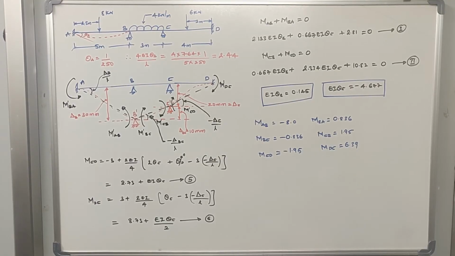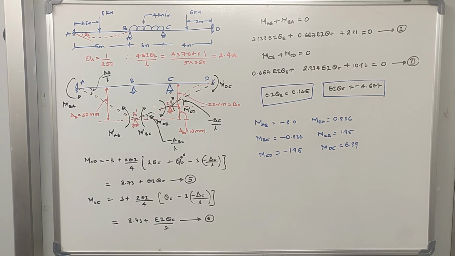Now if you look at the equation MCD and MDC, MCD is equal to minus 3 plus 2 EI by 4 into bracket 2 theta C plus theta D minus 3 minus 3 delta C by L. So as you know why we took minus delta C by L in this equation, minus into minus will become plus. So if you equate it with 2 EI by 4, which is outside the bracket, you know how to simplify this: 6 EI delta C divided by L square, where L square is 4 square. Now by substituting and simplifying, this is what I get: MCD value will be 2.73 EI theta C.